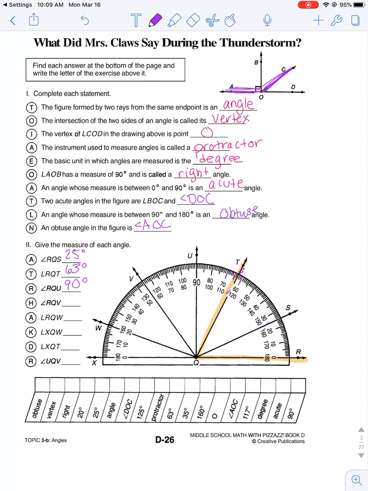Next one's 90 degrees, 125 degrees, 160 degrees, 20 degrees, 117 degrees, and 35 degrees.